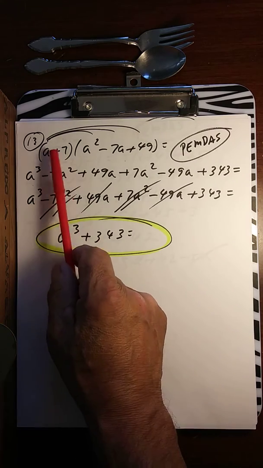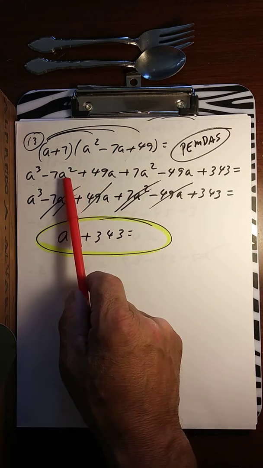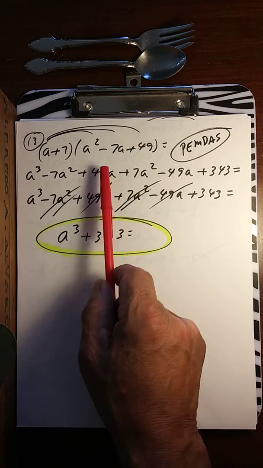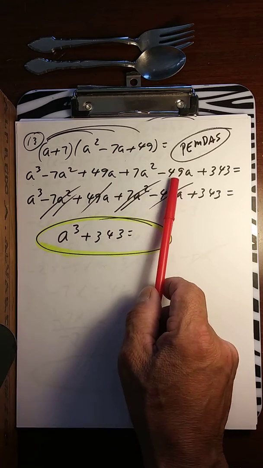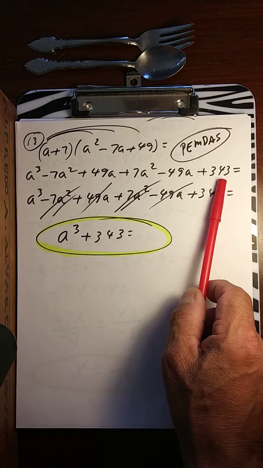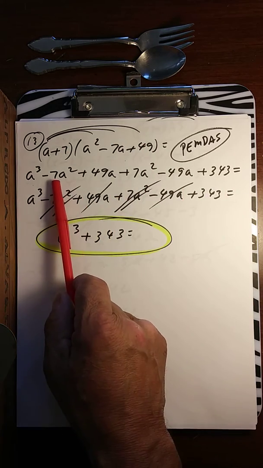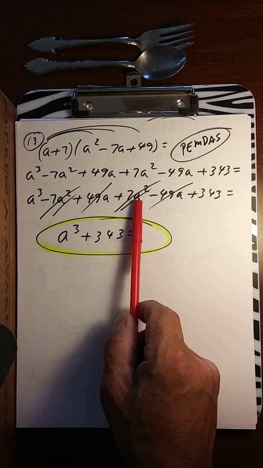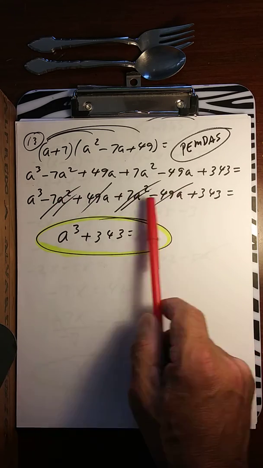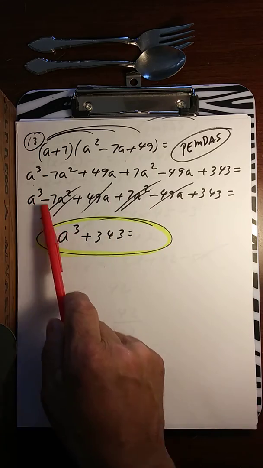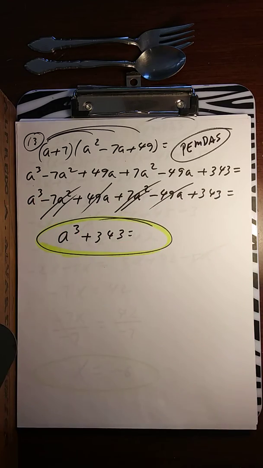Multiply this out. 8 times that is a cube. 8 times that is 7a squared, negative. That times that is 49a. 7 times that is 7a squared. 7 times that is 49a. And that times that one is 343. Notice that negative 7a squared and positive 7a squared are gone. And 49a, positive and negative is gone. So you're left with a cubed, 343.